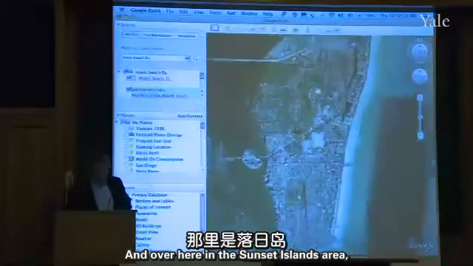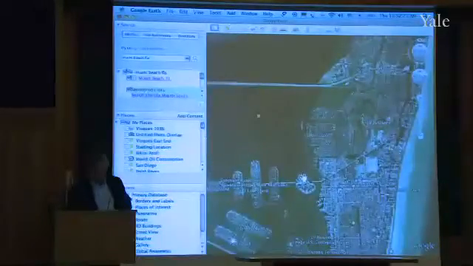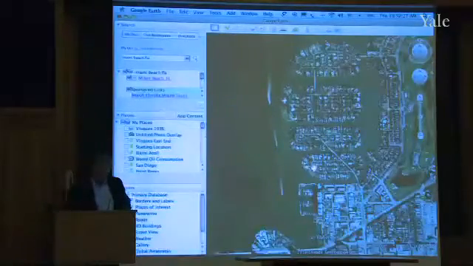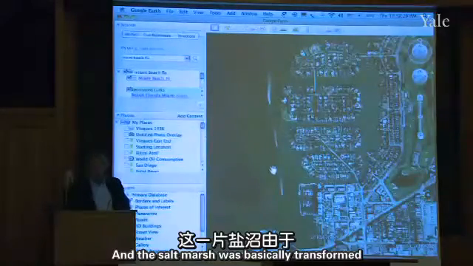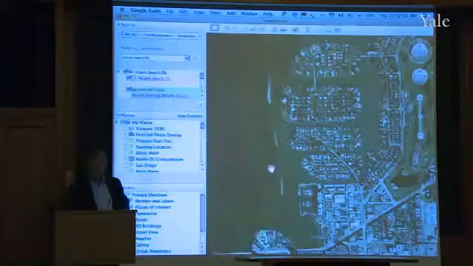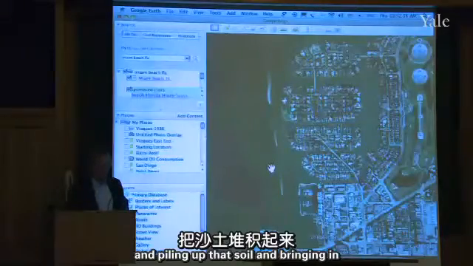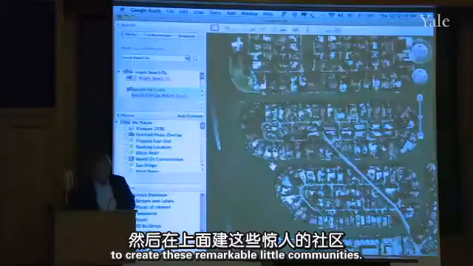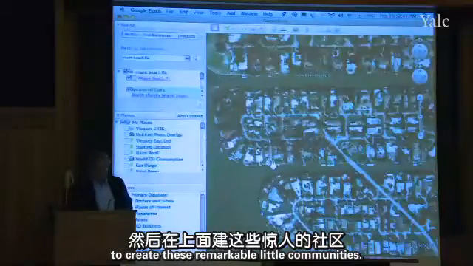And over here in the Sunset Islands area, just think about what this used to be. This used to be a salt marsh. And the salt marsh was basically transformed by dredging up the wetland areas, the estuary, and piling up that soil and bringing in concrete and other materials to create these remarkable little communities.